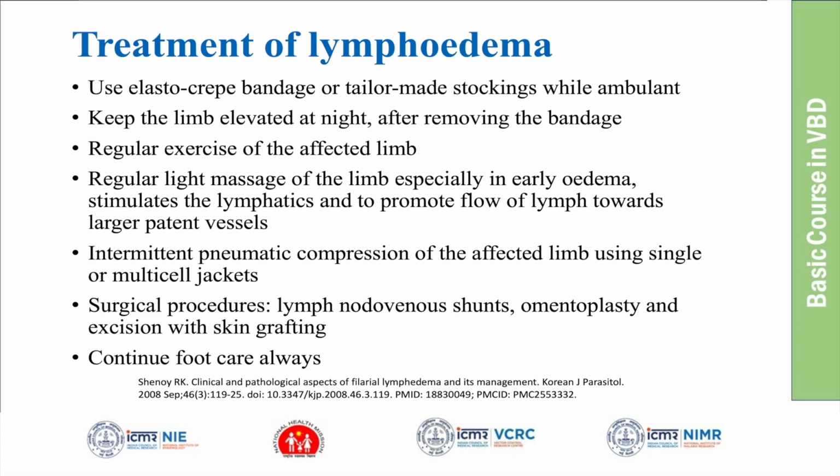We also advise intermittent pneumatic compression of the affected limb, either using a single or multi-cell jacket. This also promotes better drainage of the lymphatic fluid. For morbid conditions where people are not able to move because of an elephantiasis limb, surgical procedures are also done. However, one important disadvantage is that the recurrence rate is quite high even after the surgical procedure. This is mainly because even after surgery, the patient will not be very careful regarding limb hygiene.